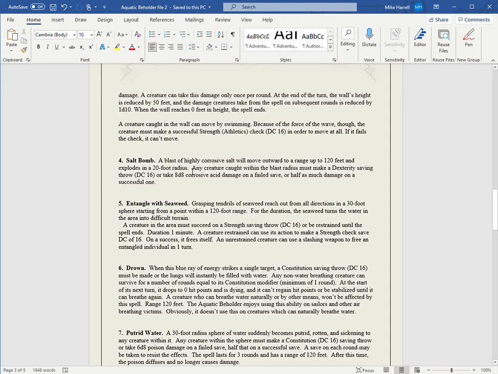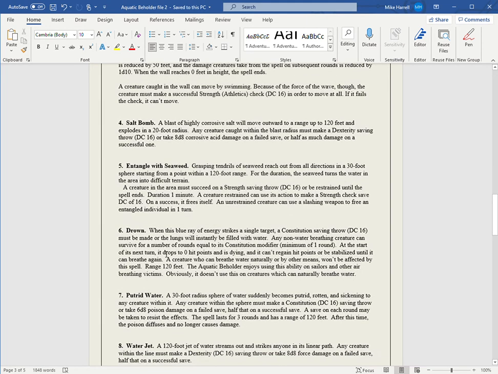Again, most of these beholders are going to live in seawater. Good source of salt right there. So let's just pretend the salt's highly corrosive here. Any creature caught within the blast radius must make a dexterity saving throw. We're going to stick with the 16 right there. Or take 8d8 corrosive acid damage on a failed save or half on a successful. So it's sort of like an exploding radius of acid there.